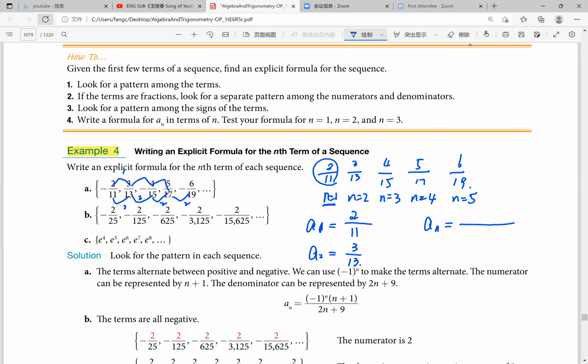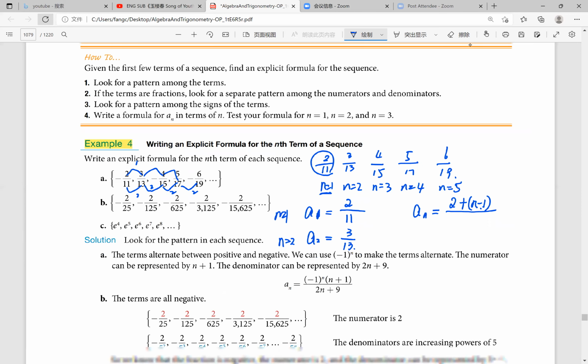So, can I write for 2 and 3? The numerator, the difference is only 1. So can I say the numerator is 2 plus n? So when n equals 1, it is 2 plus 1 is 3. But it should become 2. So how to do it? How about we write this: 2 plus n minus 1. When n equals 1, 1 minus 1 is 0, then it's 2. When n equals 2, 2 minus 1 is 1, so it is 3. So we figure out how to do it.